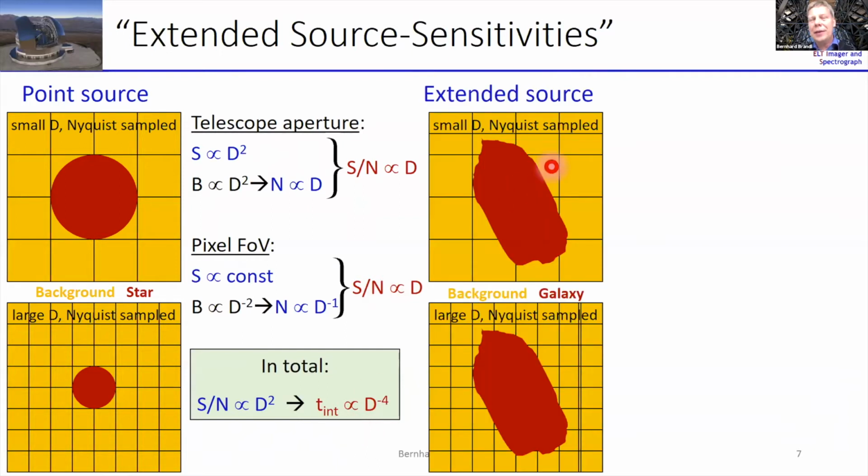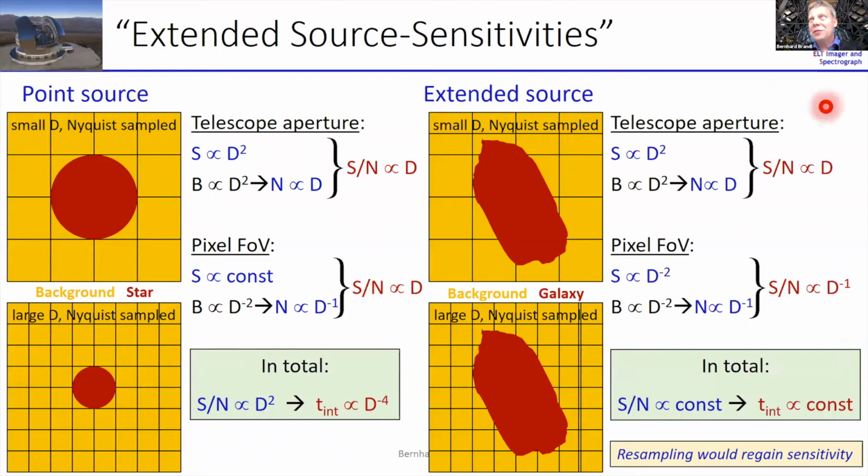Now, if we have an extended source, then we have the same scaling for the telescope aperture, right? So we increase the signal to noise with d if you go to a larger telescope. But if we keep the diffraction limited pixel sampling, then of course we also get less from the source. So the signal to noise with smaller pixel scale for a uniformly extended source decreases with the telescope diameter. And these two effects cancel, in other words, the signal to noise per pixel is constant.